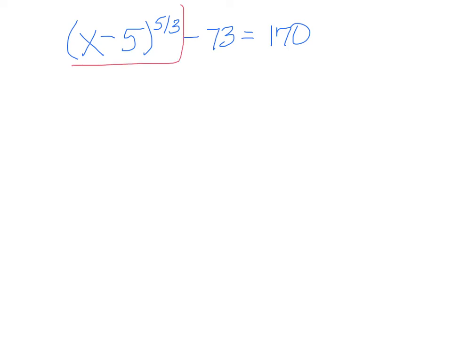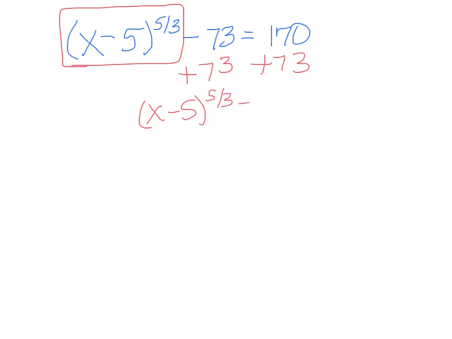All right, we're going to do parentheses x minus 5 raised to the 5/3 power minus 73 equals 170. So again, we want to isolate the radical, so we're going to isolate this guy. So I'm going to plus 73, plus 73. So I'm going to have x minus 5 raised to the 5/3 power equals 243.